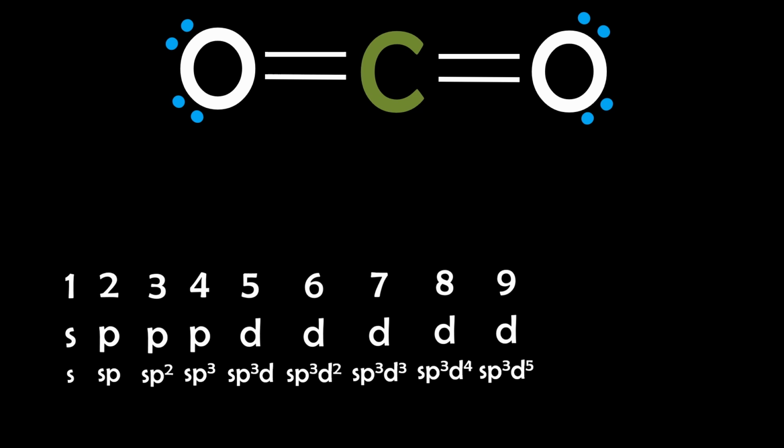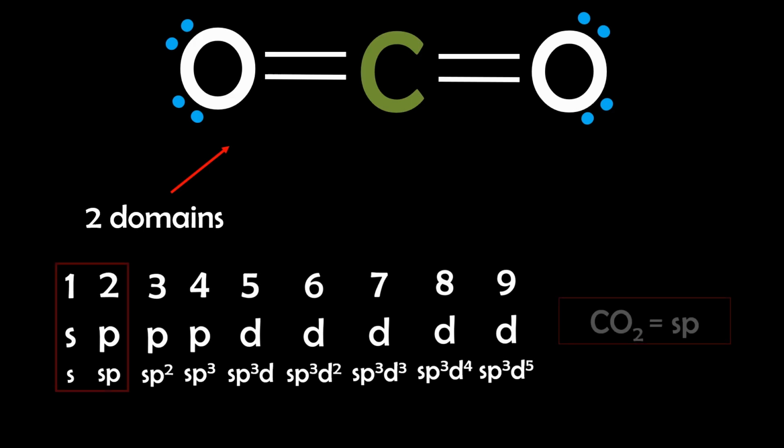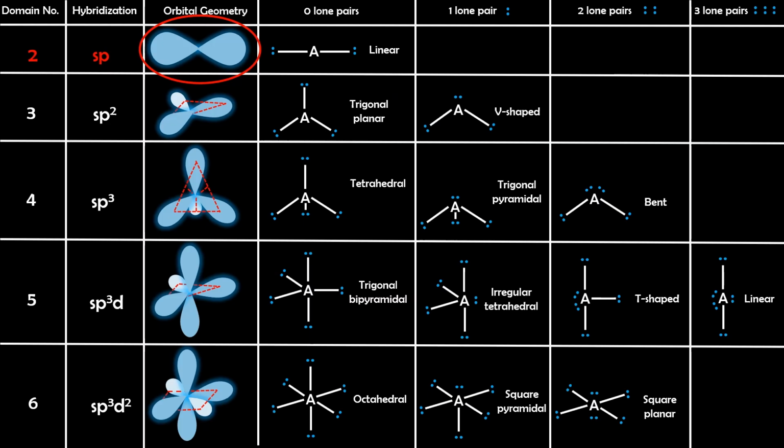Example 1, carbon dioxide. First, draw the Lewis structure. Carbon dioxide has 2 bonded electron domains and no lone pairs. This corresponds to sp hybridization, forming 2 hybrid orbitals opposite each other. And also, to minimize repulsions, these align opposite to each other. This results in a linear geometry with 180-degree bond angles.